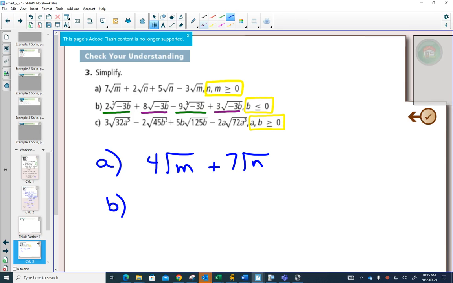So then if I put the green ones together, 2 cube roots minus 9 cube roots would leave me with minus 7 cube roots. And if I put the purple ones together, 8 plus 3 will give me 11.